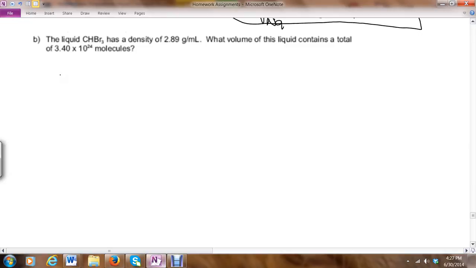And let's keep going with 9B. This is problem 9, letter B. And this would be the liquid CHBr3, tribromomethane. It's the skeleton with the lone pairs. It has a density of 2.89. This is very similar to the letter A.